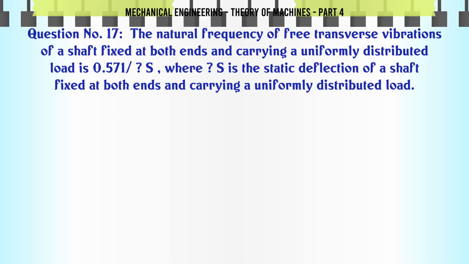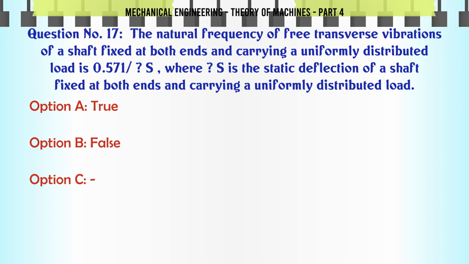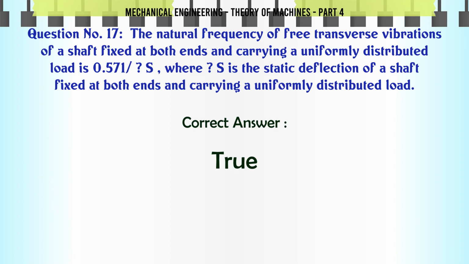The natural frequency of free transverse vibrations of a shaft fixed at both ends and carrying a uniformly distributed load is 0.571/√δs, where δs is the static deflection of a shaft fixed at both ends and carrying a uniformly distributed load. A. True, B. False, C. D. The correct answer is true.